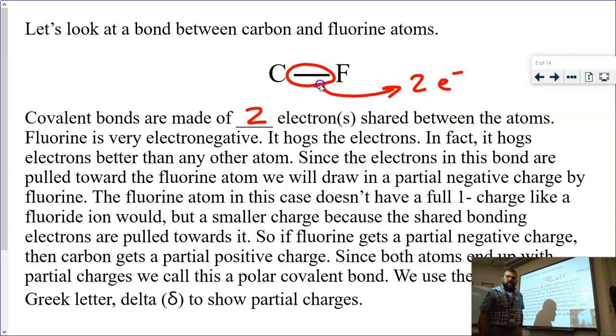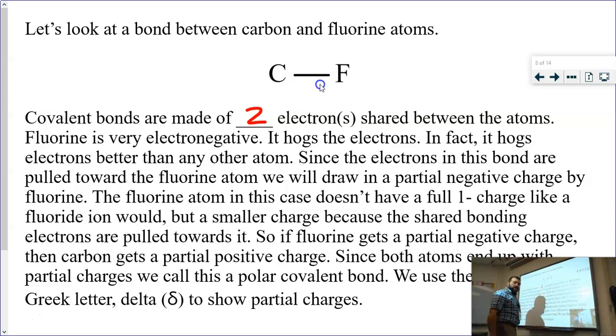Last year, whenever we talked about charges, we usually were talking about ions, right? We have a negative fluoride. We have a positive sodium ion, 1 minus, 1 plus, right? Full magnitude of charge, 1 minus, 1 plus, 2 minus, 2 plus, 3 minus, 3 plus. That was always nice whole numbers. This year, we're going to introduce partial charges, okay? It's less than 1.